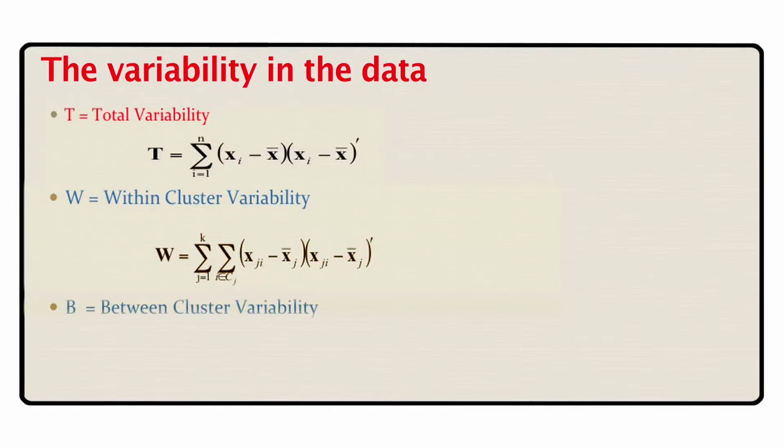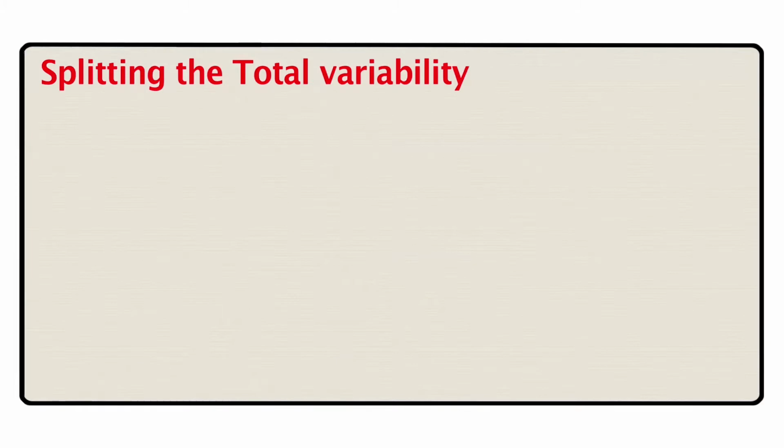And then you take the outer sum, which is over all the clusters, you compute the total within cluster sum of squares. And then the other variability is between cluster variability, which is B, and this is the variability among the cluster centroids. So the distance between the centroids of the different clusters. Now, splitting the total variability, we find that T is equal to W plus B. This result comes out very nicely, so we can split the total variability into the within cluster variability and the between cluster variability.